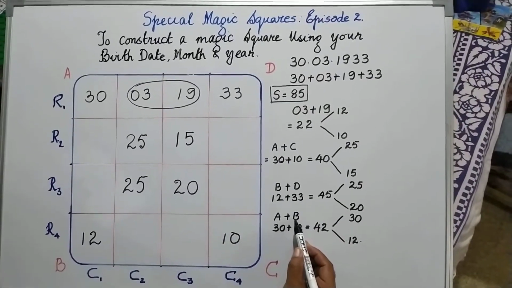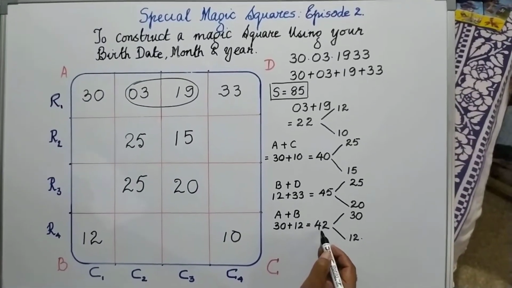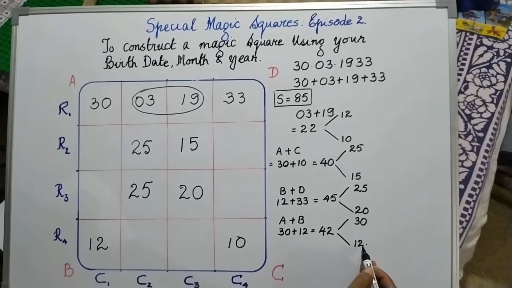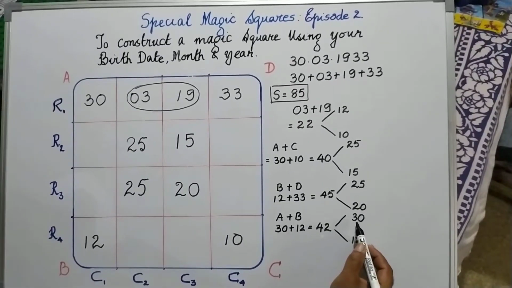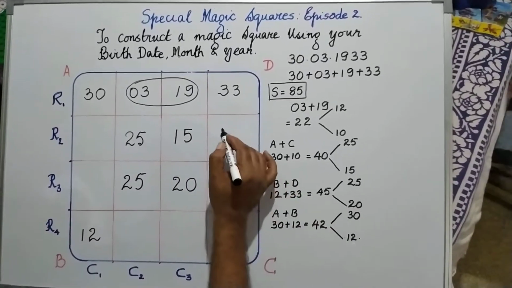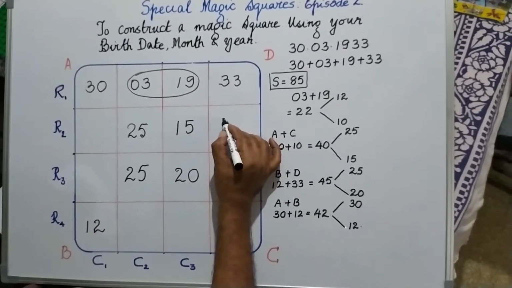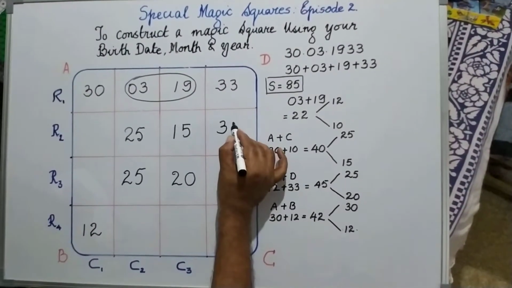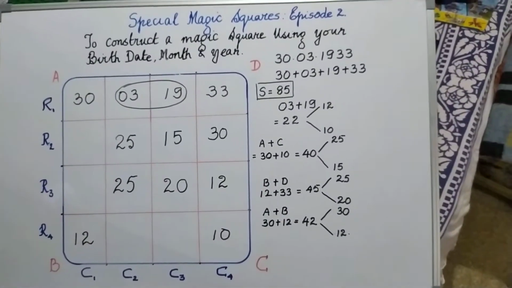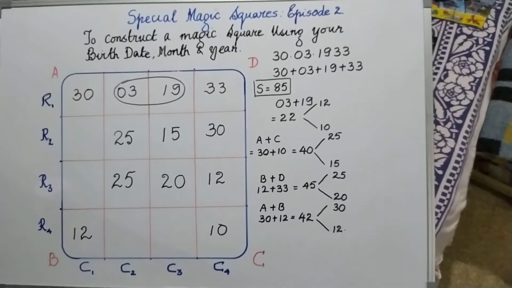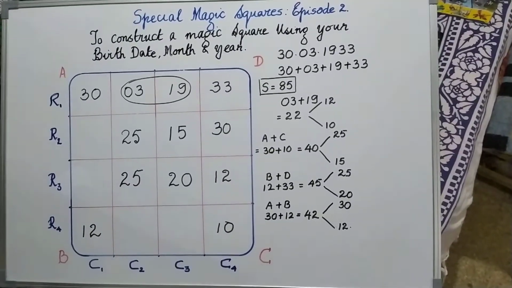A and B, 30 and 12, we added to get 42, and we split it into two parts, and I have split it as 30 and 12. This I will fill up in the fourth column, the two grids which are empty, 30 and 12. Okay. Now there are 1, 2, 3 and 4 grids which are empty.